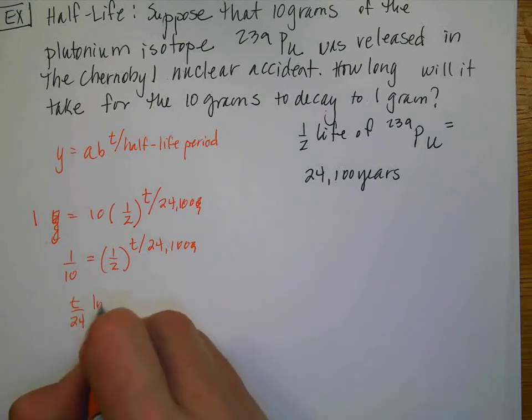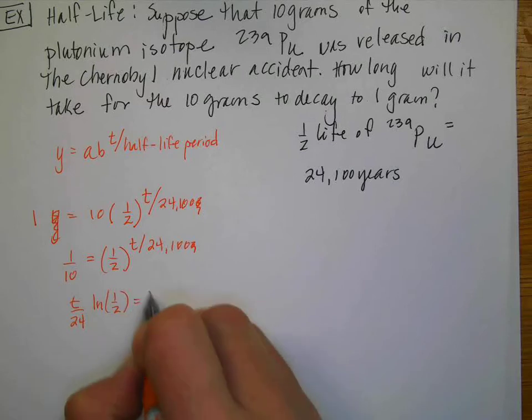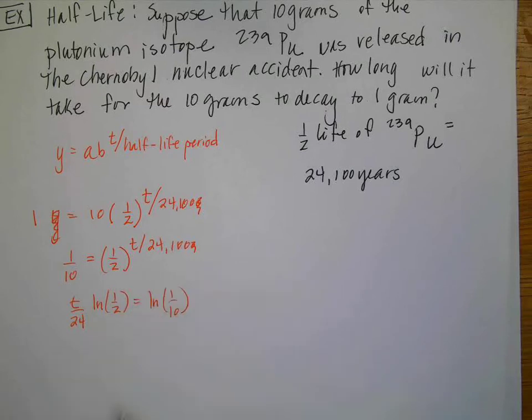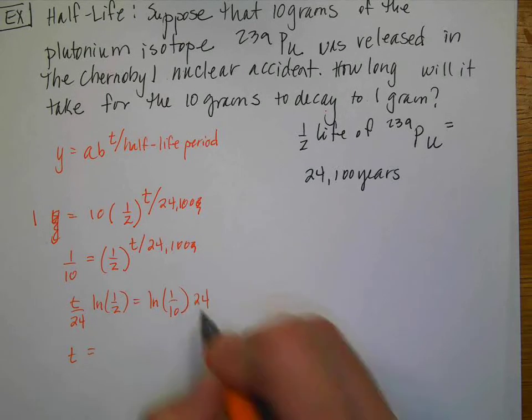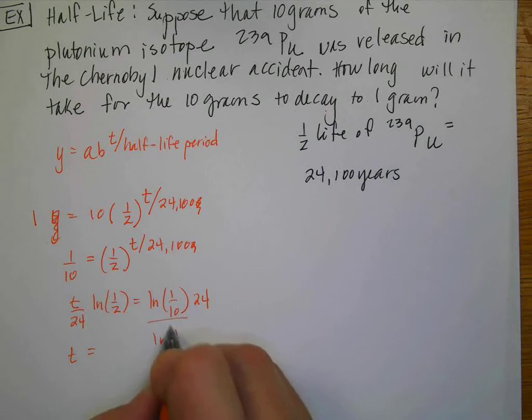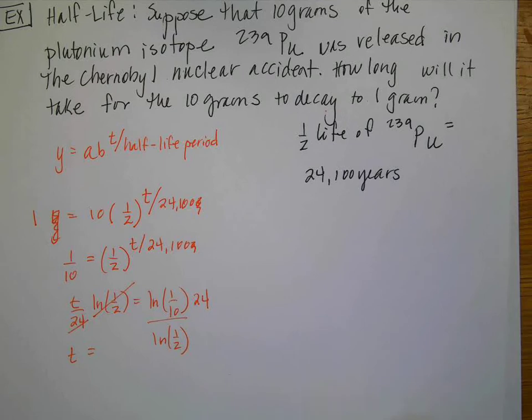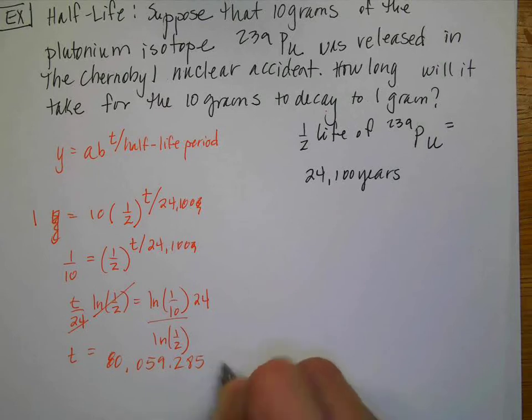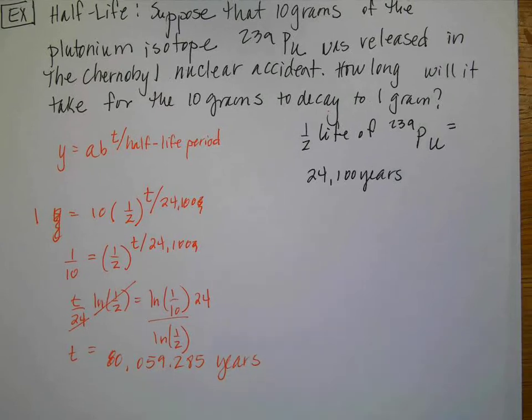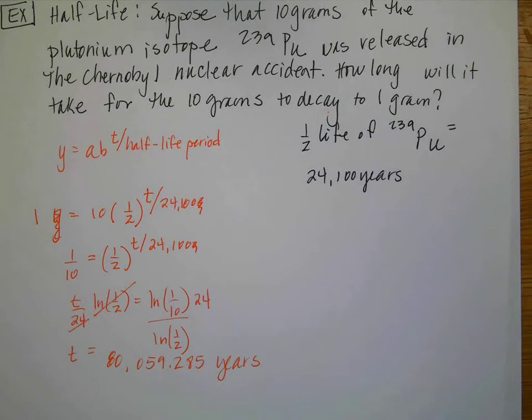Take the natural log of both sides. So t over 24,100 times the natural log of 1/2 is the natural log of 1 over 10. And then t is equal to, I'm going to put the 24,100 up here and the natural log of 1/2 down here. Okay, so I got rid of those guys. And then when you do that math, the actual answer is 80,059.285 years. That's an overwhelming statement.